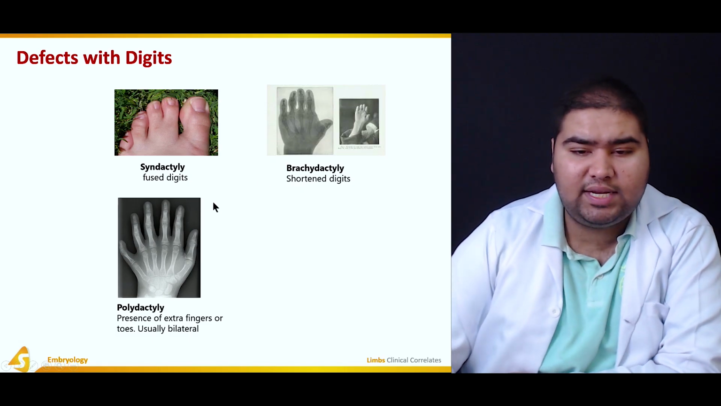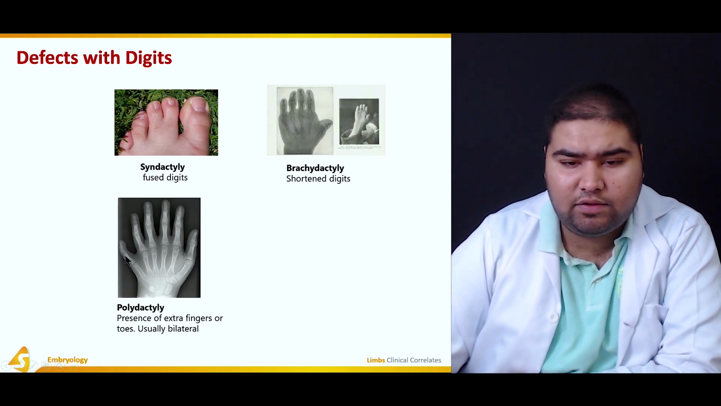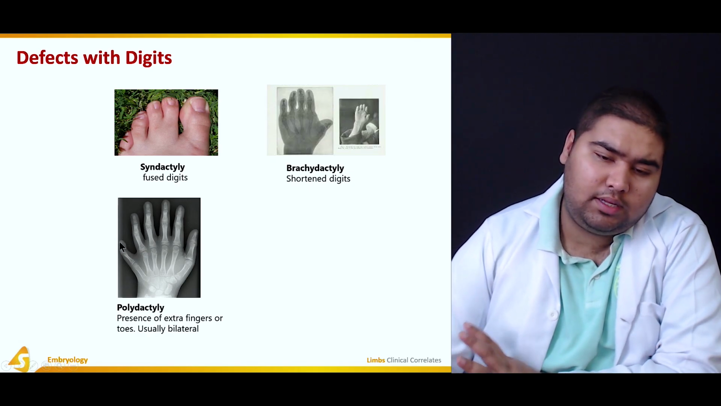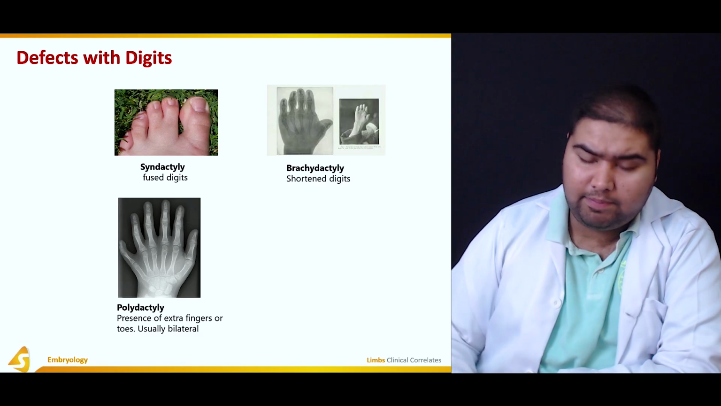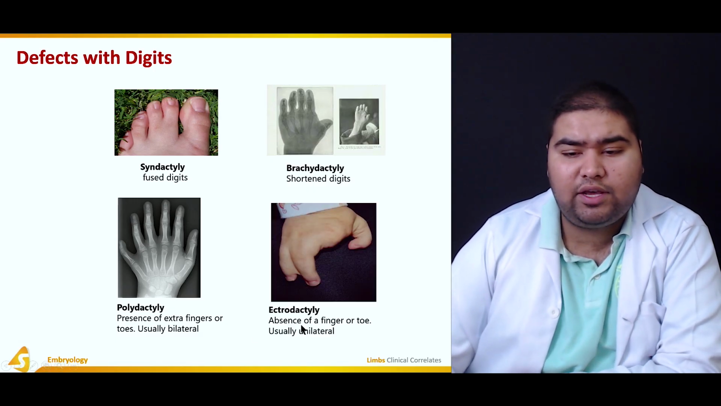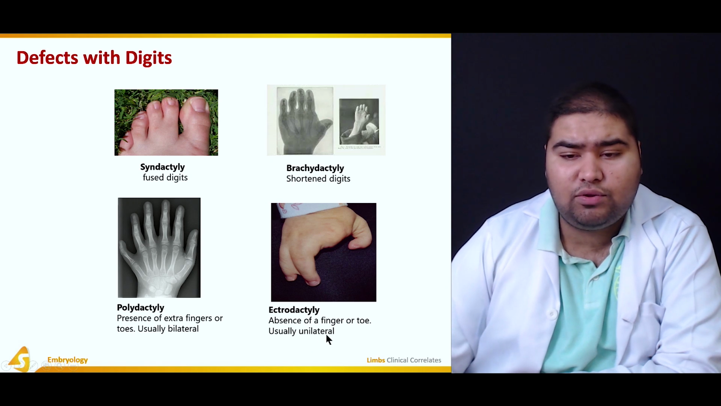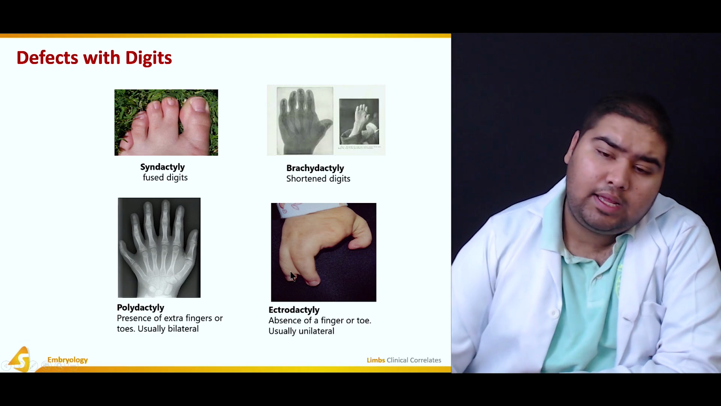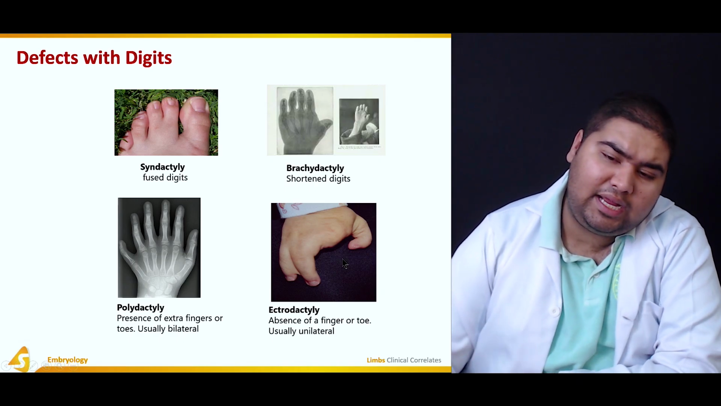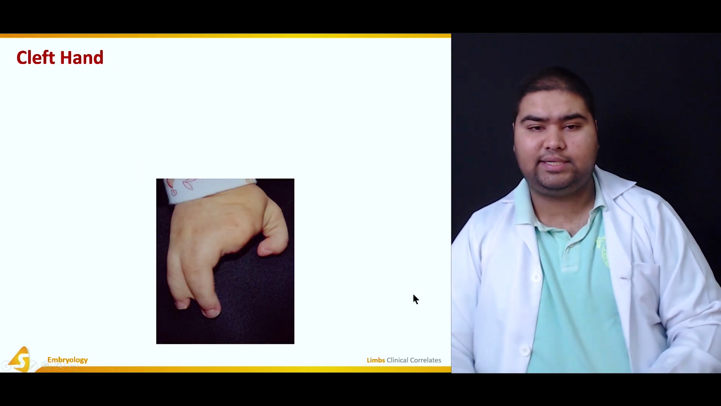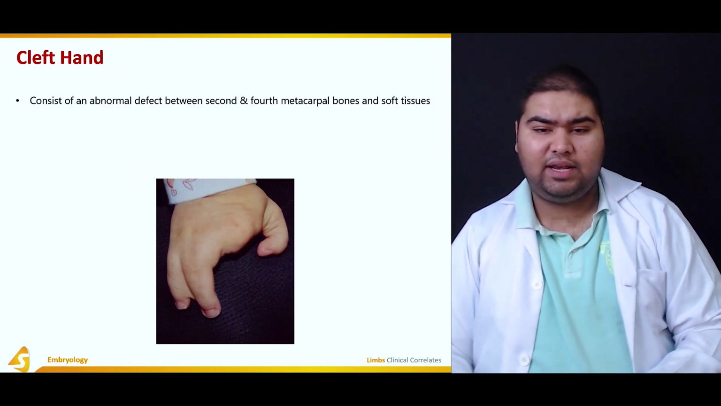Then we have polydactyly. Here you can see the presence of an extra finger. It can be unilateral, but it is usually bilateral. And ectrodactyly is absence of a finger or toe, which is usually unilateral. Here you can see there's a thumb and there are two fingers, but it's not a complete hand. Two of the digits are missing. This is known as ectrodactyly.